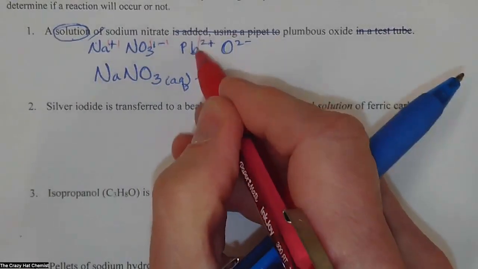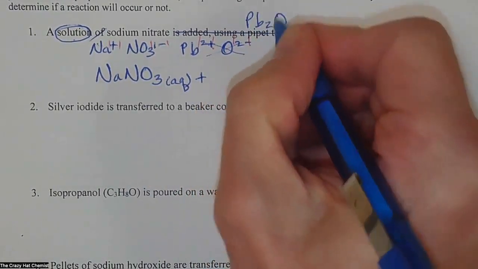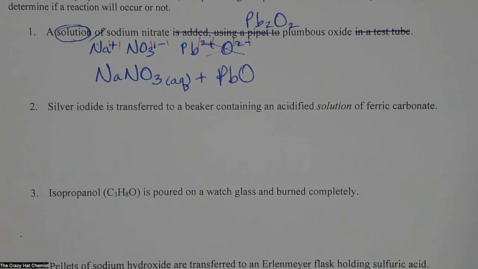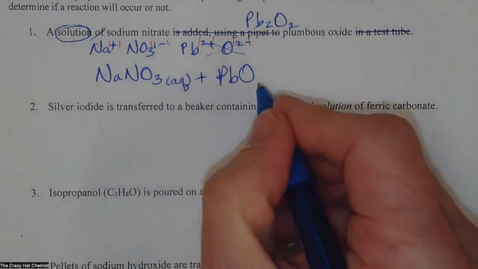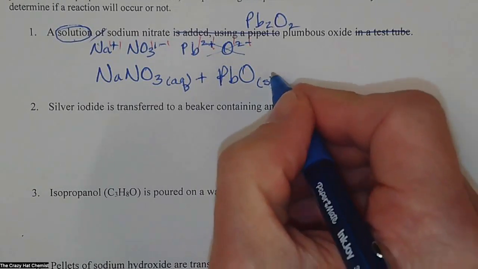Plus. Then we take this 2+ and this 2-, take the bull by the horns, flip and bring it down. That means taking these numbers, flipping them, bringing them down, and then you have to reduce. When you can, you must reduce. So Pb2O2 becomes just PbO. Then we look at our solubility rules to figure out the state of matter of plumbous oxide. Our solubility rule says that oxides are solids except for alkali metals or ammonium ions. So therefore this is a solid.